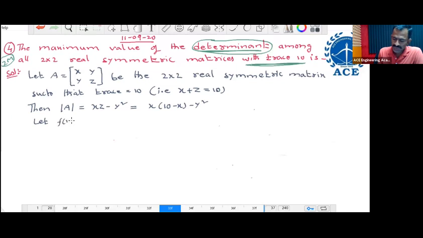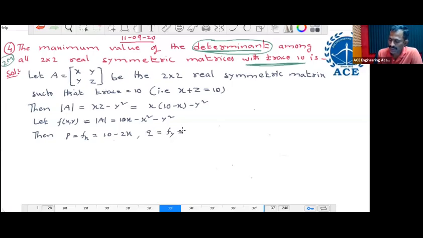So let us take f of x comma y equal to the determinant of A, equal to 10x minus x square minus y square. Here onwards, we follow our method, because f of x comma y is a function of 2 variables. Already we know the method of finding the maximum of a 2 variable function. According to our procedure, first we have to find the first order and second order partial derivatives. P equal to fx equal to, with respect to x partially, 10 minus 2x, comma, q equal to fy equal to 0 minus 2y.